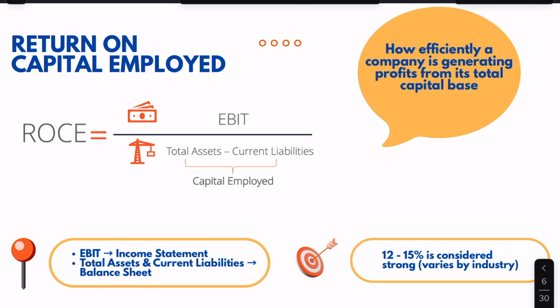For example, let's say you have ExxonMobil and it uses $100 billion in capital to generate $14 billion in operating profit, or EBIT. So the ROCE will be 14%, which is a strong number, especially in capital heavy industries like oil.